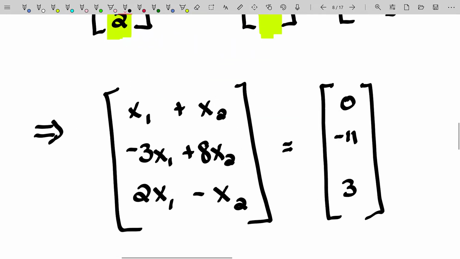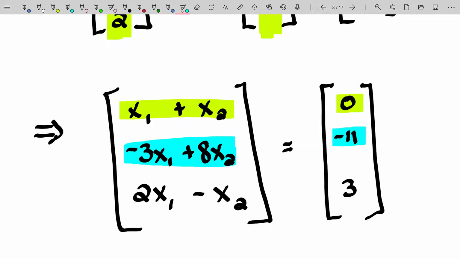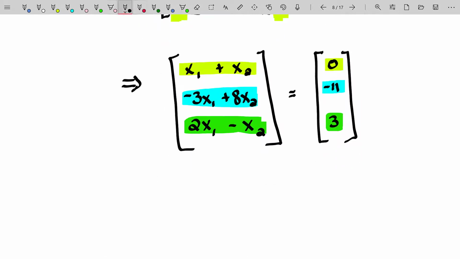And something you need to note here is that the equality of these two vectors implies that this entry must equal this entry. In other words, x sub 1 plus x sub 2 must be 0. And this second entry on the left-hand side, which is negative 3x sub 1 plus 8x sub 2, has to equal the second entry on the right-hand side. And finally, this third entry on the left-hand side should equal the third entry on the right-hand side, and that gives us a system of equations.